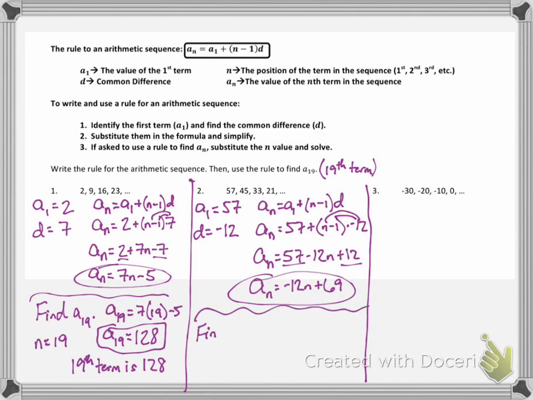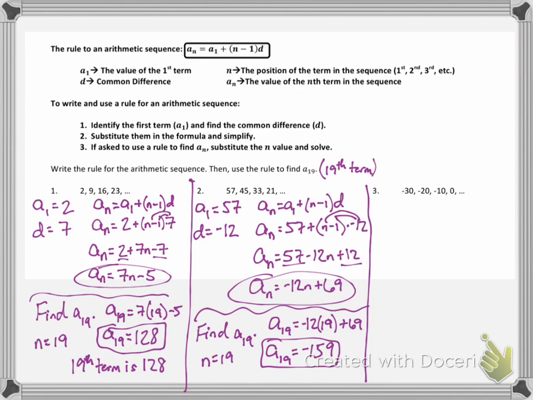Now we'll go ahead and find the 19th term. So again, that means n is 19. So I plug in the 19 where I see the variable n. So again, all I'm going to do is negative 12 times 19, which is negative 228, plus 69. The 19th term is negative 159.